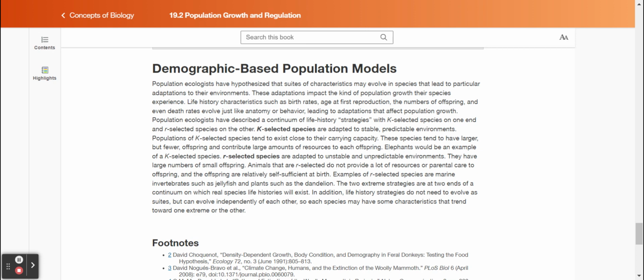The two extreme strategies are at two ends of a continuum in which real species' life histories will exist. In addition, life history strategies do not need to evolve as sweeps, but can evolve independently of each other. So each species may have some characteristics that trend toward one extreme or the other.